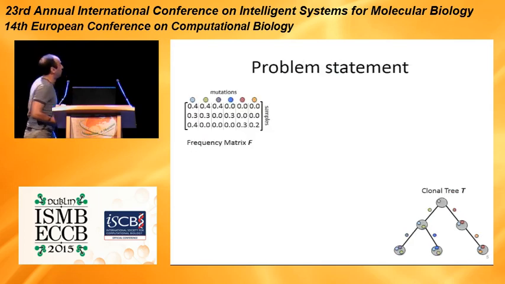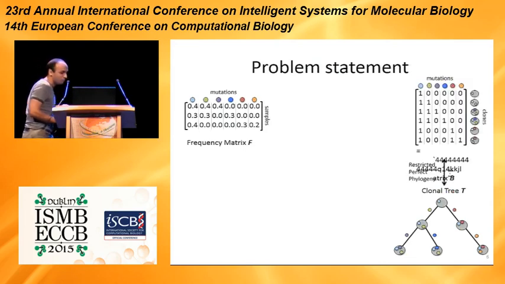So let's formalize the problem. So we're given this frequency matrix F, and we want to find this tree T. So the first thing we do is we use perfect phylogeny theory to encode this tree as a binary matrix. So the rows of this matrix correspond to the vertices of the tree, and the columns correspond to mutations, and there's a 1 if the clone has the mutation, so if the vertex has the mutation.